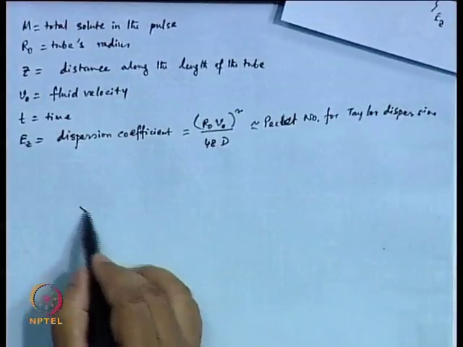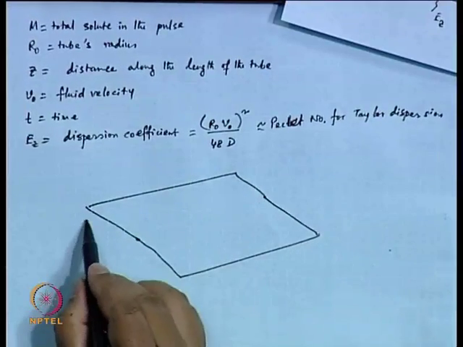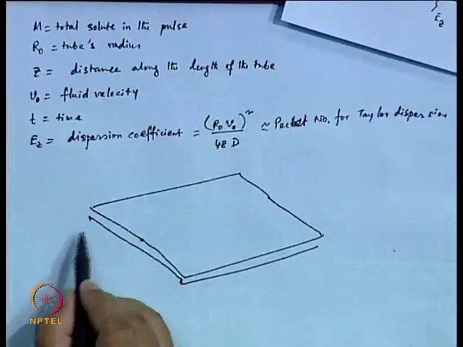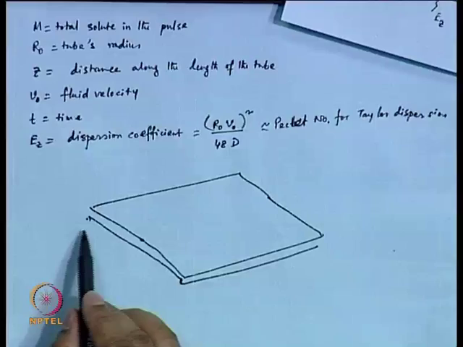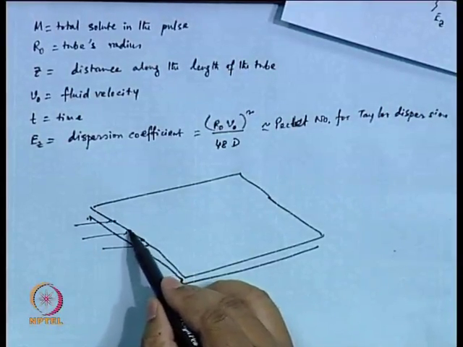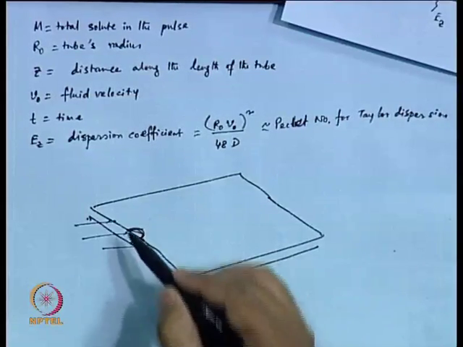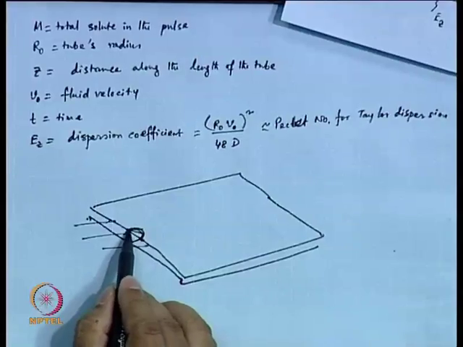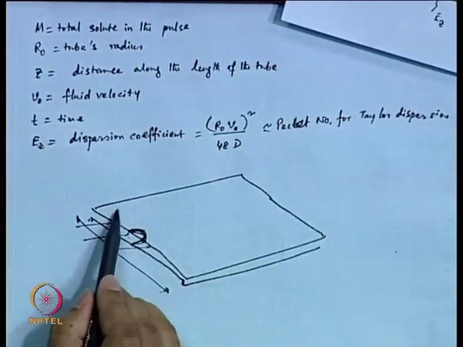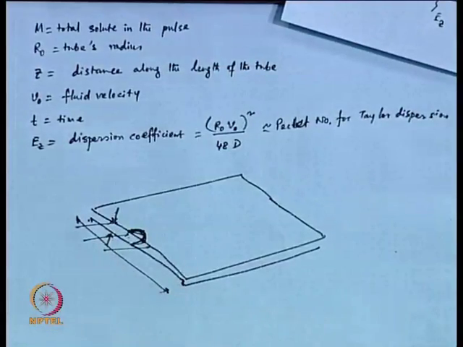If you have two parallel plates, this is a plate and this is another plate, and you are having a flow through this. Naturally, a parabolic distribution or some sort of distribution will happen between these two plates. We are interested in this dimension. The other dimension does not matter to us. The distance between two parallel plates is what would be replaced by R 0. That is what I am trying to say.